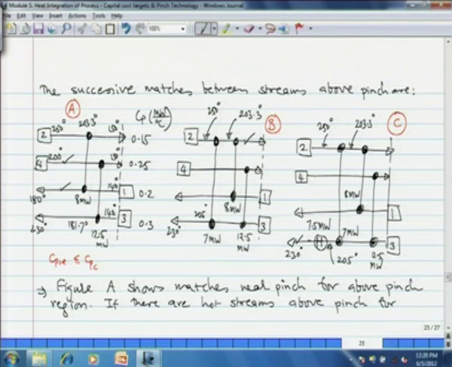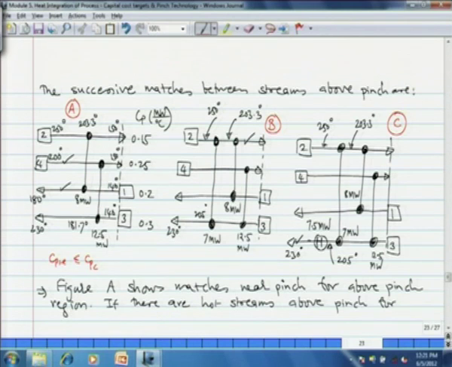Stream 2 can be coupled with stream 1, as we have just seen. The total heat which is available with stream 2 in the above pinch region is (250 minus 150) into 0.15. That means stream 2 has available with it 15 megawatt of total heat. 250 minus 150 is 100, into 0.15, the CP value. So, 15 megawatt. However, stream 1 requires only 8 megawatt, because it has to be heated from 140 degrees to 180 degrees, that is a 40 degree rise, and its CP value is 0.2. So, 8 megawatt.